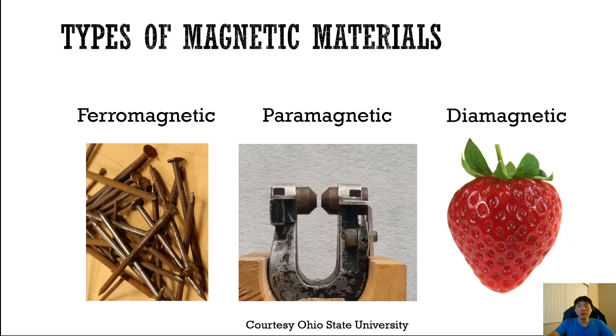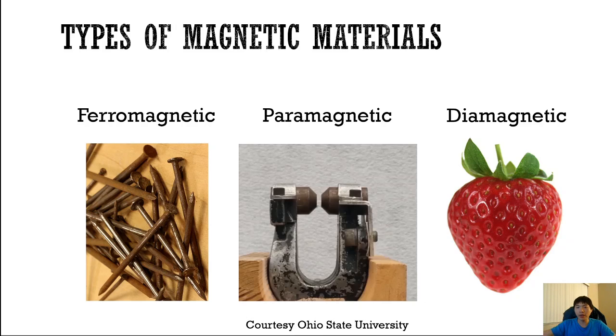paramagnetism. And then the third class of magnetic materials is what we call diamagnetic materials. These are materials that are usually quite weak in terms of having a response, like an attraction, to a magnet. Objects like our strawberry here would be considered diamagnetic.